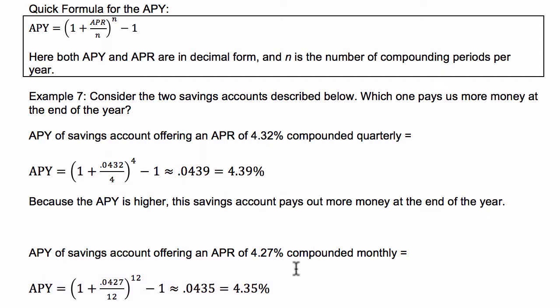Thus, for problems in which we are comparing close APYs, be sure to include enough decimal places so that you can determine which, if either, APY is higher.